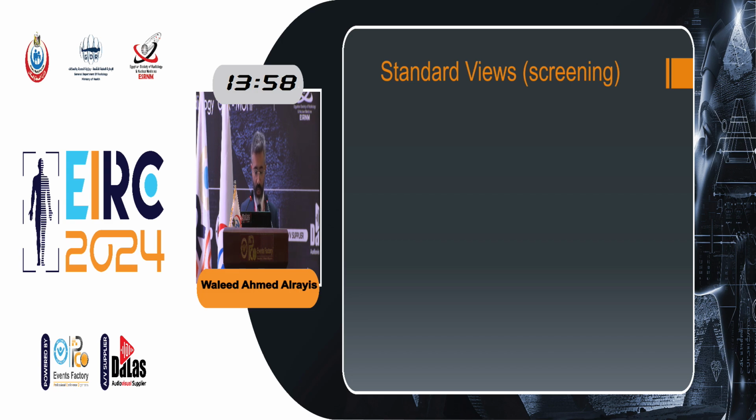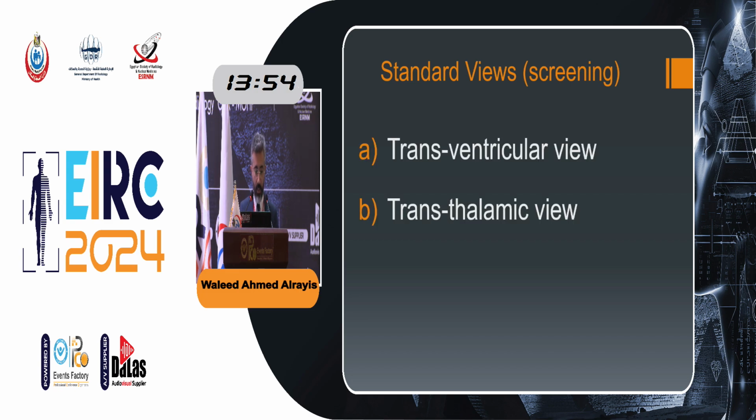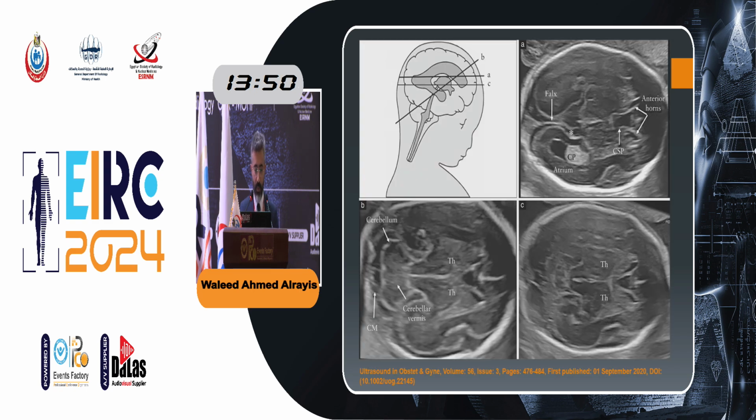So as a start, we have three standard views: the transventricular view, the transthalamic view, and the transcerebellar view. This is a collage of the three views. These are our views: the transventricular view, the transthalamic view, and the transcerebellar view.